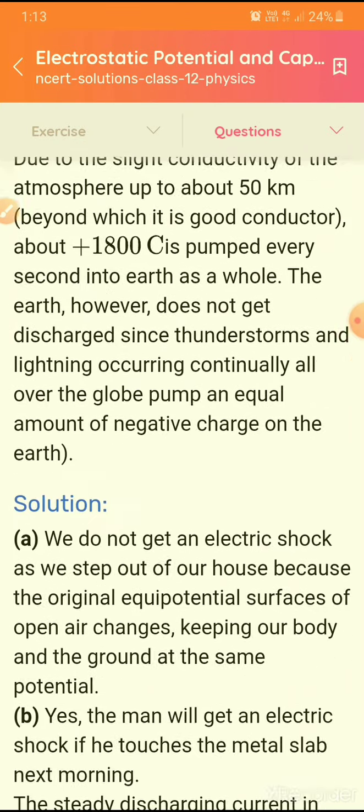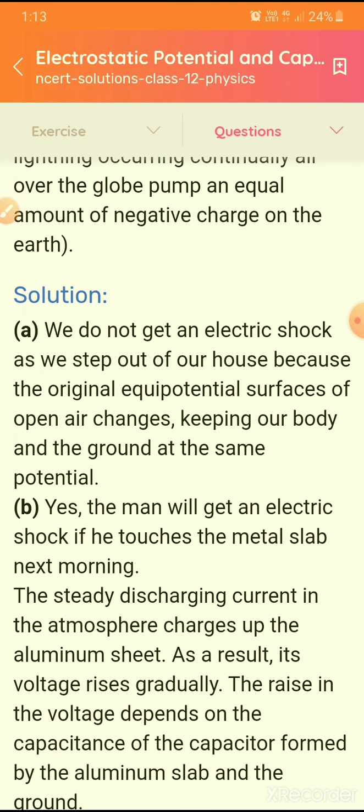The solution for the first question: we do not get an electric shock as we step out of our house. The reason is that the original equipotential surfaces of open air change, keeping our body and the ground at the same potential. If our body and the ground are at the same potential, then we will not get an electric shock. Okay, this is about the first question. Then we can go for the second question.